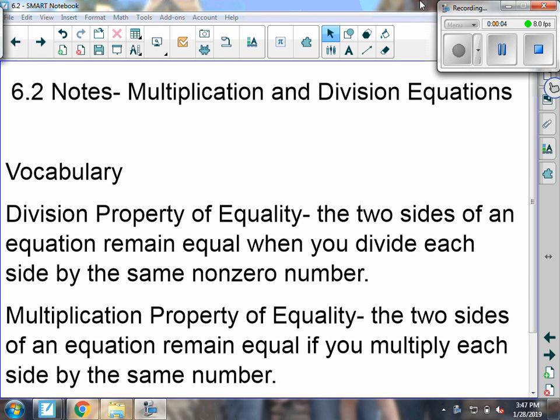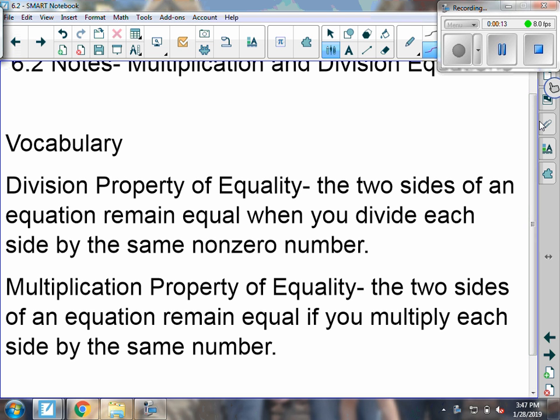Next, we're going to talk about 6.2, multiplication and division equations. So we're going to solve one-step multiplication and division equations. We have two definitions that you need to write down, the division property of equality and the multiplication property of equality. These are both very similar to the addition property of equality and subtraction property of equality. It's the same type of process. So go ahead and pause this for a moment and take a moment to copy these down.